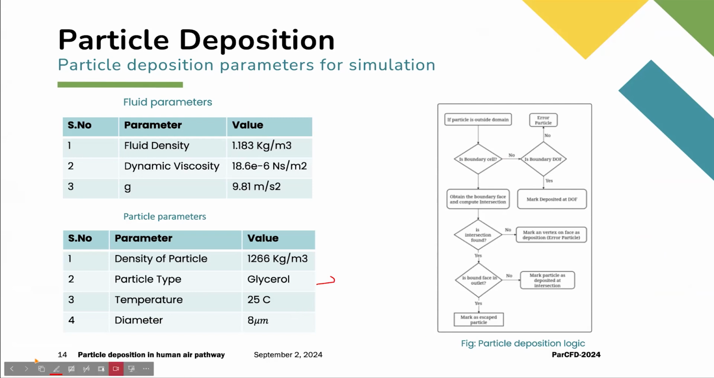So the current logic is that it will check if the particle is outside the domain, then it will check if it's a boundary cell. If it is, then it will compute the intersection. Then if the intersection is present, it will mark the intersection of that face. Else it will check if there is a boundary vertex which matches that intersection. Then it checks if the intersection face is an outlet face, in which case it will mark the particle as escaped, or else it will mark it as deposited.